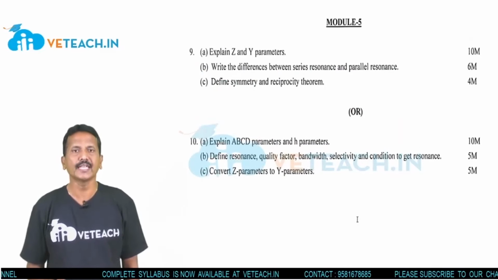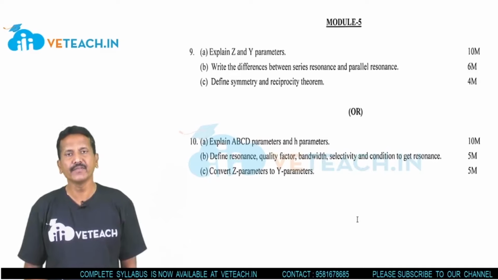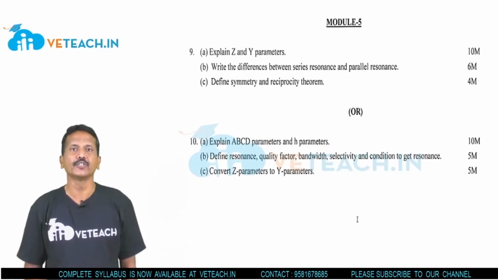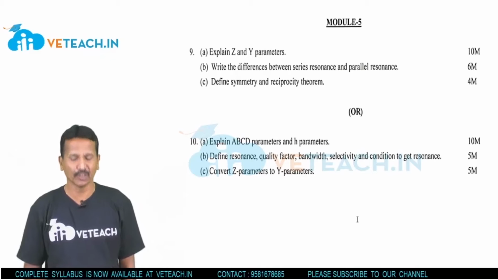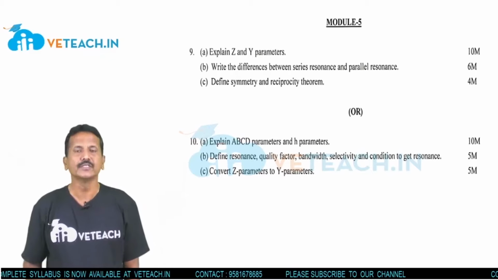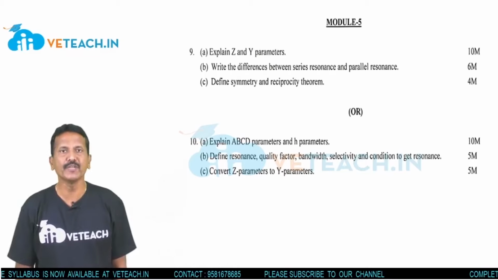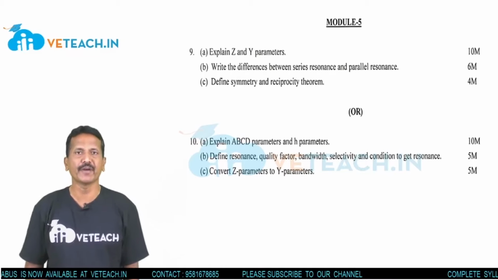Now, this is your last unit, module 5, where we will discuss the two-port parameters as well as resonance. So, Z and Y parameters. What do you mean by Z parameters? What do you mean by Y parameters?